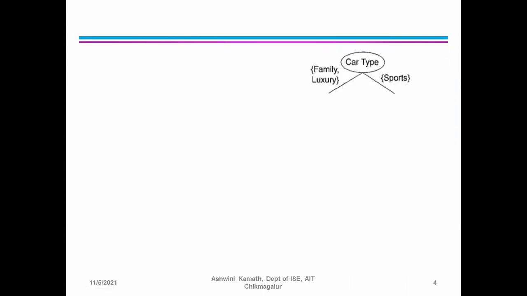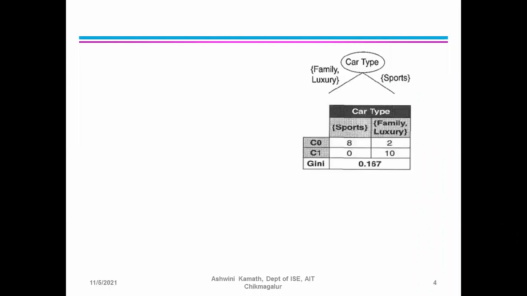Okay. Consider another grouping. Family and luxury are in one group, and sports is in another group. This is also a binary split. So for sports, we have 8 cars of class C0 and 0 for C1. And for family and luxury, 2 cars are of class C0 and 10 cars are of class C1.